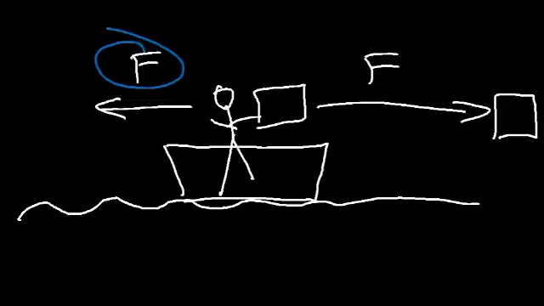Now, granted, the mass of the package is much less than the combined mass of you and the boat. Therefore, since the package has less mass, it's going to experience a greater acceleration, and so it's going to move a larger distance to the right. Because you and the boat have a much greater mass than the package, you're going to experience a smaller acceleration. So you're going to move to the left, but not by much, only a significantly smaller distance. And so that's another example of Newton's third law.